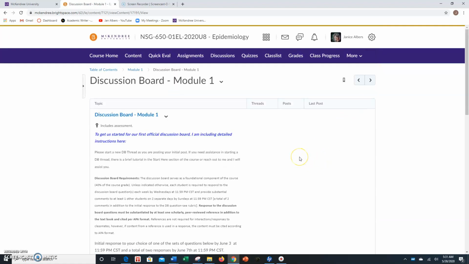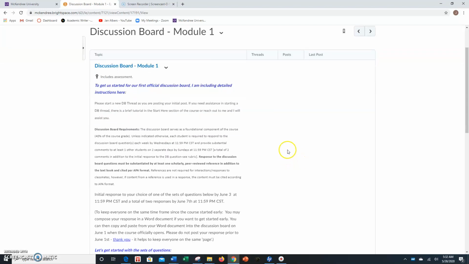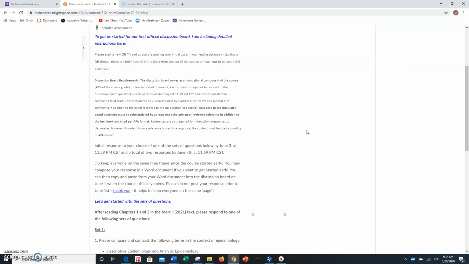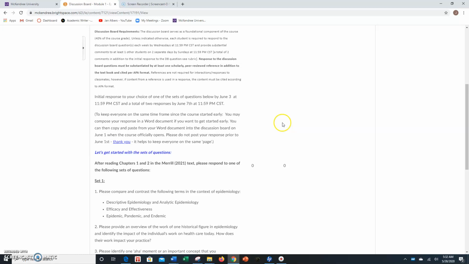And then we dive into our very first formal discussion board. I am including the detailed instructions on the discussion board, so it looks relatively long, but I wanted to make sure that we get in a really good habit as we move forward with what the requirements are for the discussion board. So just note that the first posting, or your initial post response, is due by June the 3rd, and a total of 2 responses by June the 7th.